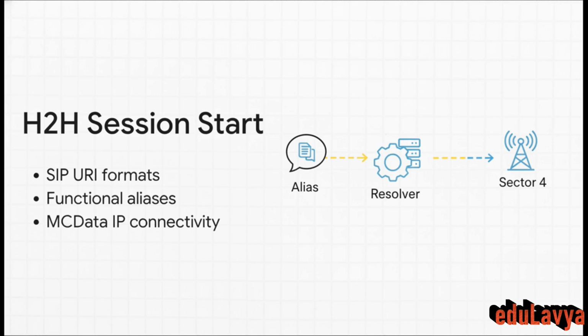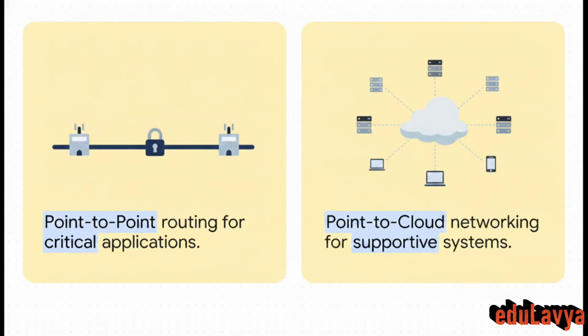This gives us totally seamless, end-to-end mission-critical data, or MC data, IP connectivity, totally regardless of where the train actually is geographically. And that brilliantly highlights the main divide in our architecture today. H2H is purely point-to-point. It is strictly fenced off for those mission-critical applications we just talked about. But as we all know, a modern train needs dozens of other digital services to run securely and accurately. And those background services simply don't need that intense, dedicated pipeline.